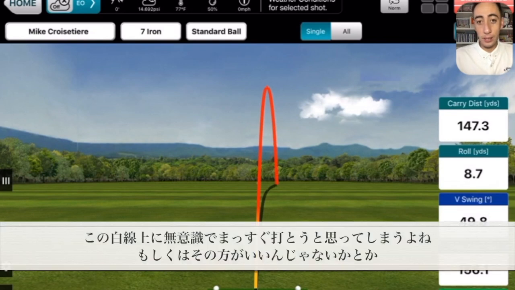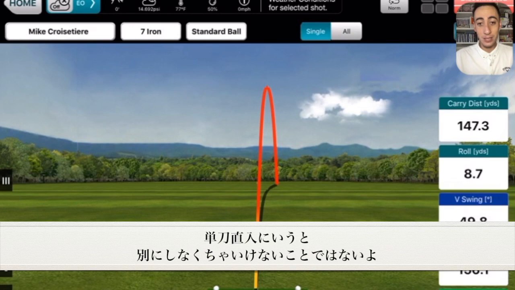Now, a lot of you are probably thinking, hey, Kiwi Coach, do I need to hit this white line? I think that's a natural instinct or a natural reaction when you first get a FlightScope or a TrackMan. However, that's not necessarily what you have to do. Let me break this down for you.